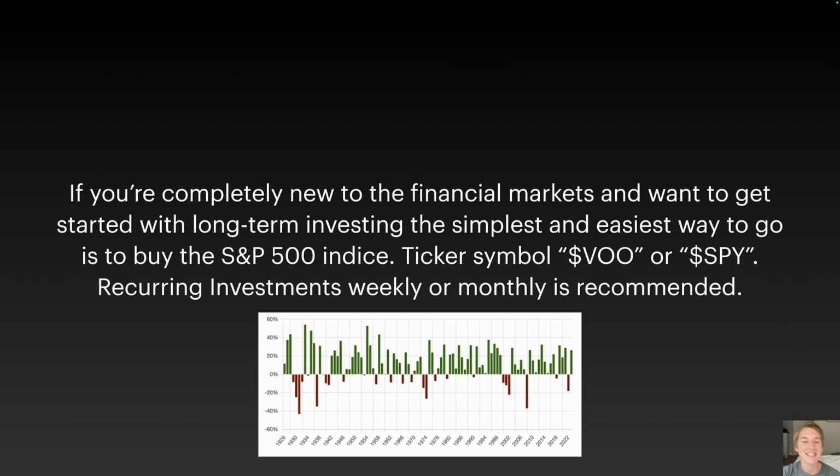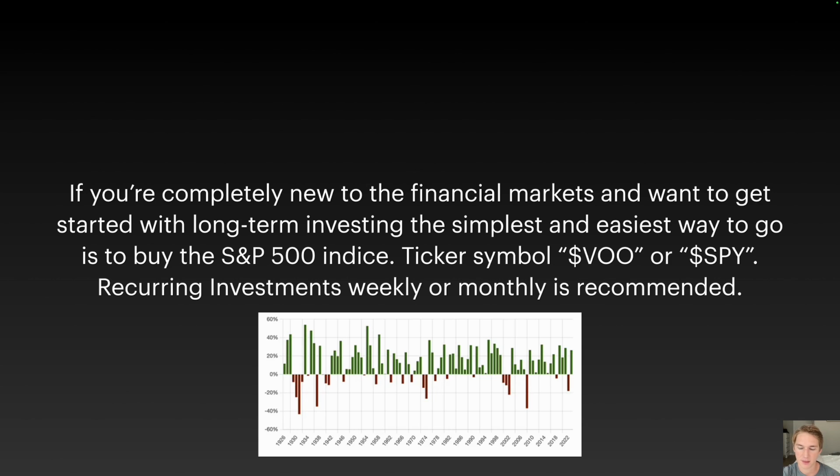Now, if you're completely new to the financial markets and you want to get started with long-term investing, the simplest and easiest way to go is to buy the S&P 500 index. That'll be ticker symbol VOO or SPY. Recurring investments weekly or monthly are recommended, and the best time to start is now. Don't wait. I don't care if the market's at all-time highs or all-time lows. It doesn't matter. Just start today.